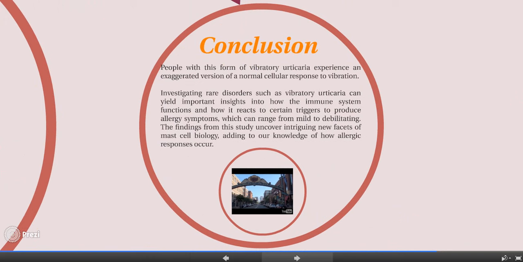Conclusion. People with this form of vibratory urticaria experience an exaggerated version of a normal cellular response to vibration. Investigating rare disorders such as vibratory urticaria can yield important insights into how the immune system functions and how it reacts to certain triggers to produce allergic symptoms, which can range from mild to debilitating. The findings from this study uncover intriguing new facets of mast cells biology, adding to our knowledge of how allergic responses occur.